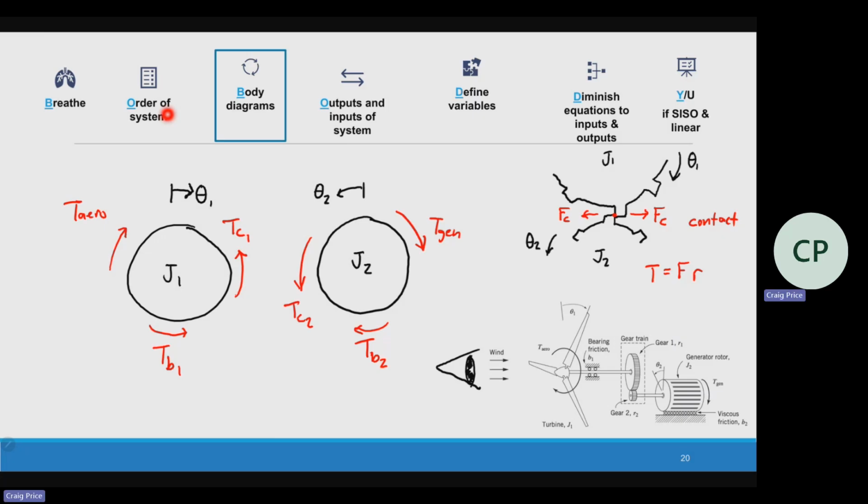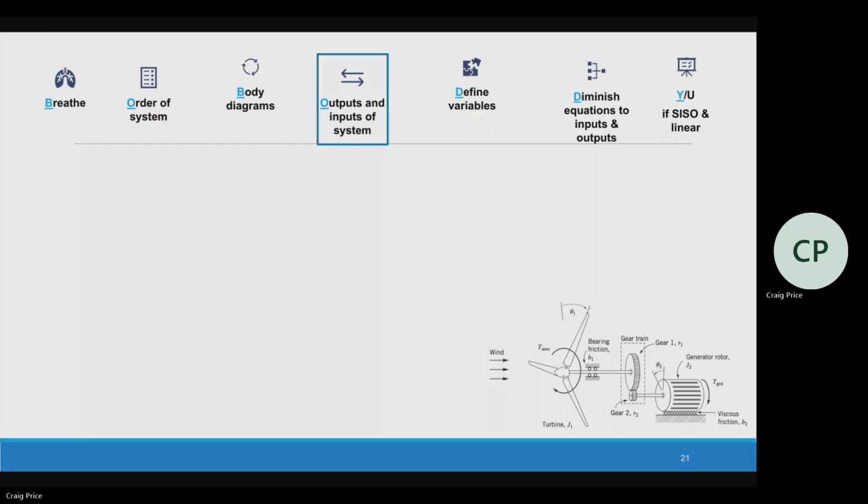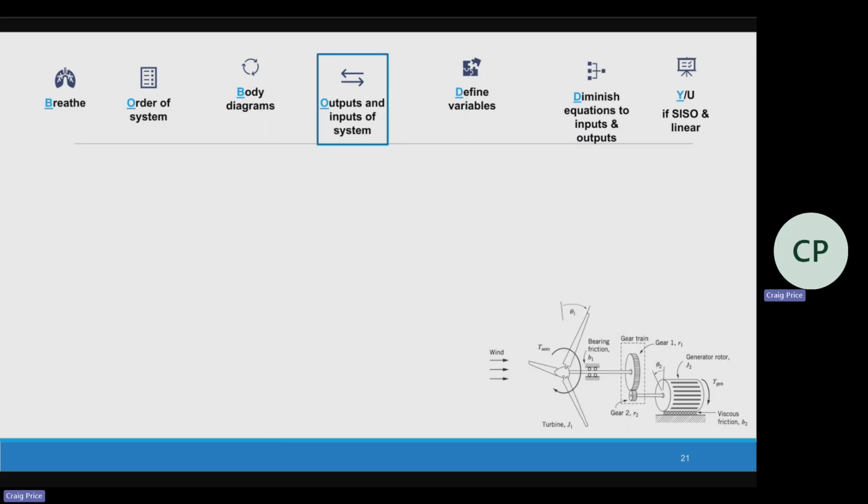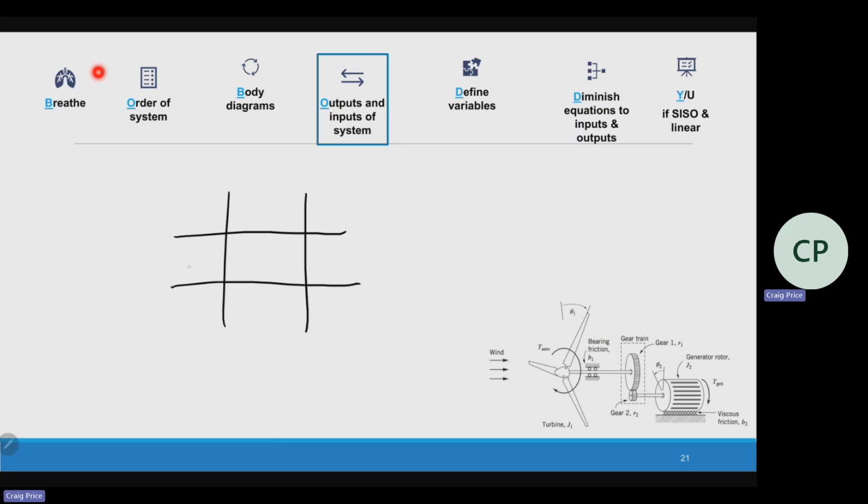Now we got to start defining these, but first we're going to do inputs and outputs. So I'm going to look at both sets of systems. So we're going to create a tic-tac-toe. I got inputs, outputs. We're going to look at J1 and we're going to look at J2. What would you say the input is for J1?